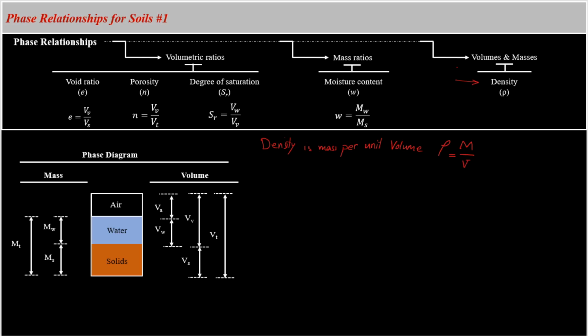So in geotech engineering, when we talk about the densities, we can talk about 3 different densities for a soil sample. The first one is the density of the soil as a whole. The second one is the density of the solid particles.